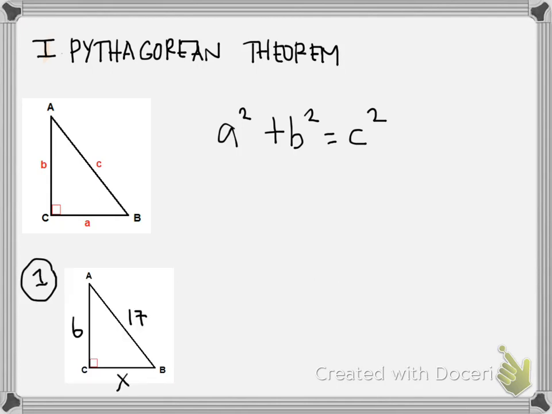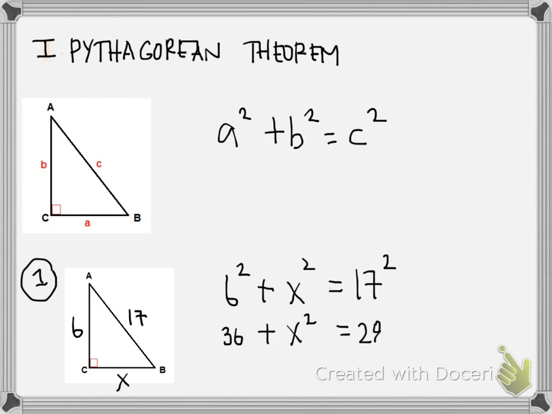Okay, so let's try to find here. I have my two legs. One is 6, one is x, and my hypotenuse is 17. So I can find that leg. So I would say 6 squared plus x squared is going to be equal to 17 squared. So 6 squared is 36. 17 squared is, what, 289? Subtract 36, so you'll get x squared is equal to 253, and then we take the square root of that.